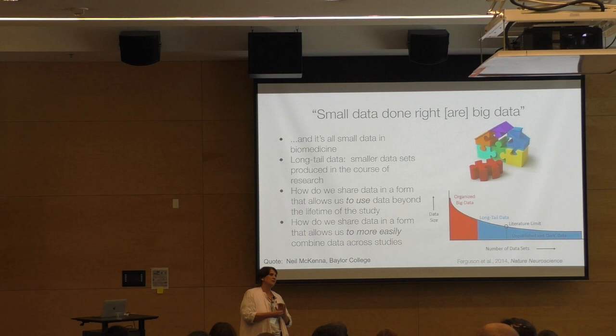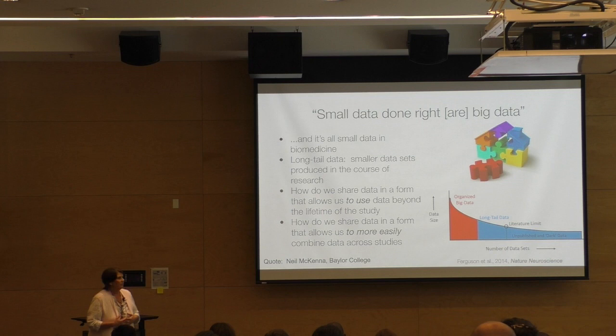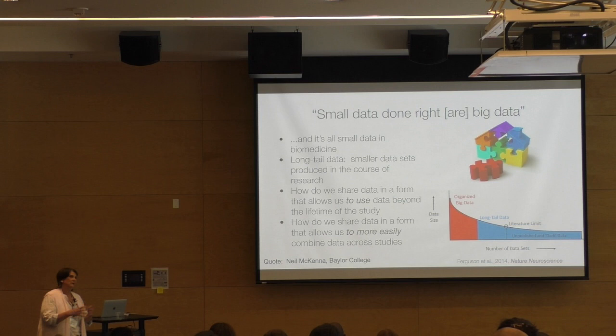But my colleague Neil McKenna has this lovely quote: small data done right are big data. That is, if we can figure out how to report things reasonably, and if we understand what the sources of variability are, it is possible to aggregate data and do analyses across much larger sample sizes than we would be able to do otherwise. There have been some good examples of that. I think Russ showed some, but also in other fields like spinal cord injury, they've shown the power of concatenating all of these small data sets to drive discovery science in a much more reasonable way.